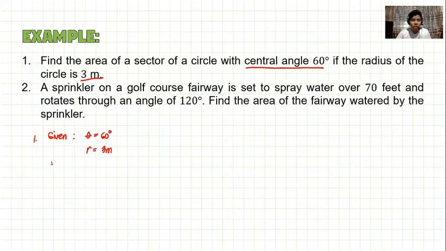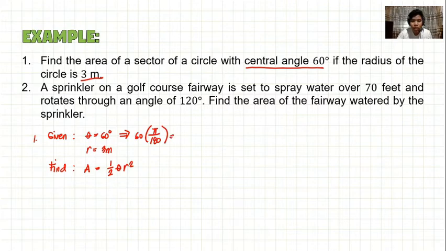We need to find the area of the sector, and that is equal to 1 half theta r squared. But take note again, theta should be in radian measure. So we need to convert 60 degrees to radians. We will just multiply 60 by pi over 180, and that is equal to pi over 3.